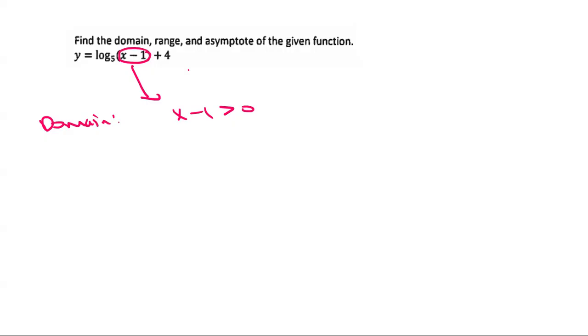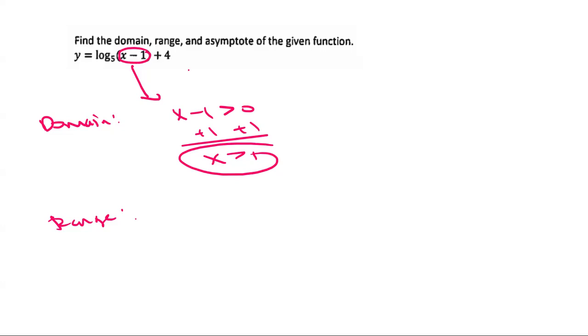You can put that in a calculator. So it has to be bigger than 0. Then we just add 1 to both sides. We get x is greater than 1. And that's it. That's our domain. The domain has to be x is greater than 1. What about our range? Well, the range is always going to be, in these types of problems, negative infinity to positive infinity. Because again, if we look at our log function, right?